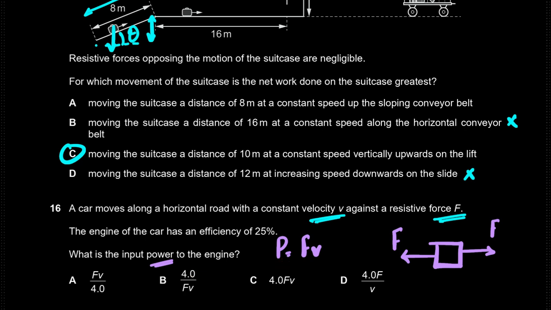Since efficiency is output over input, I need input. So that's going to be output over efficiency. So FV over 0.25, which would basically make it 4 times FV. So that's C.